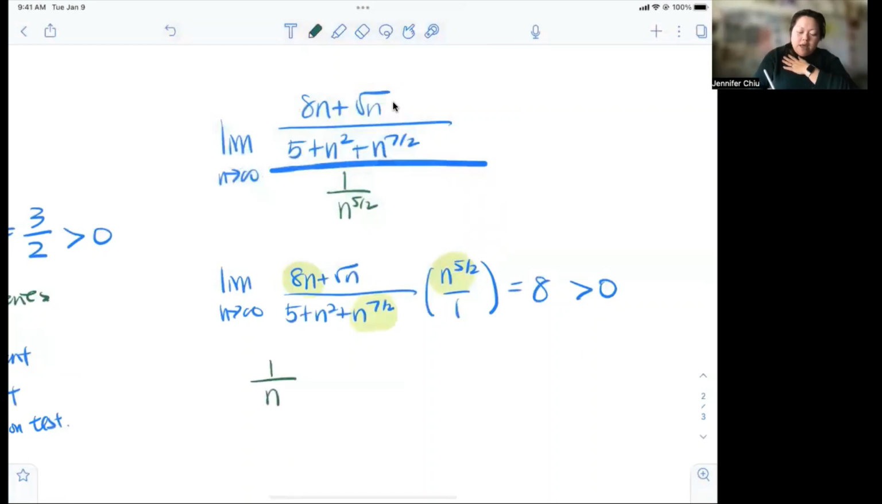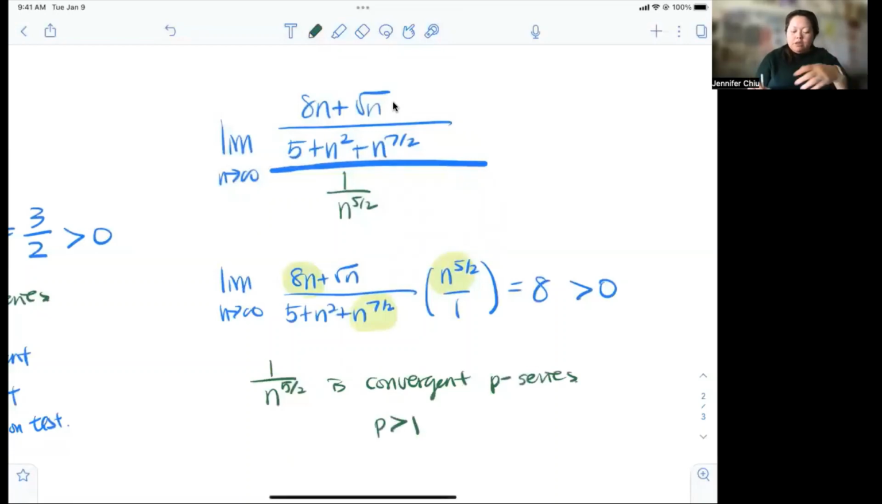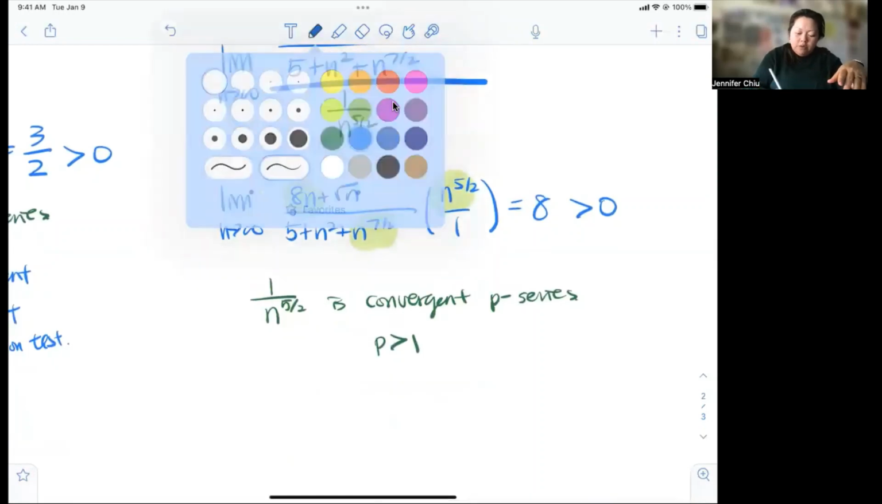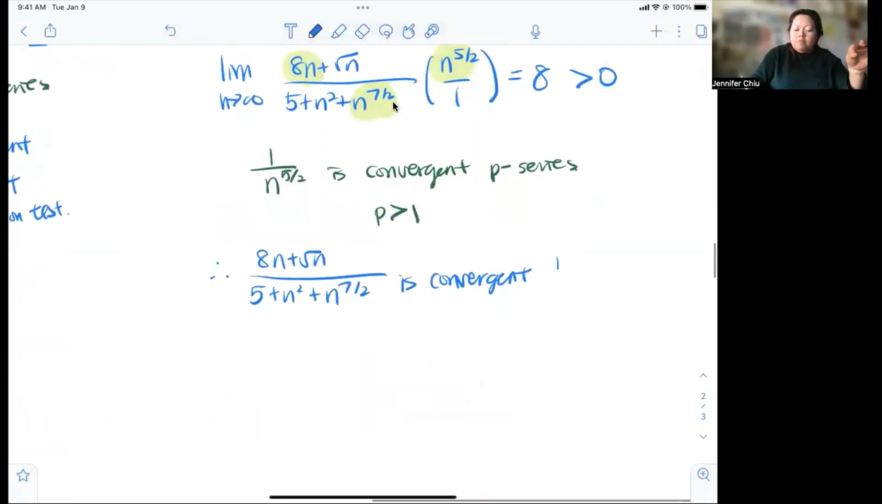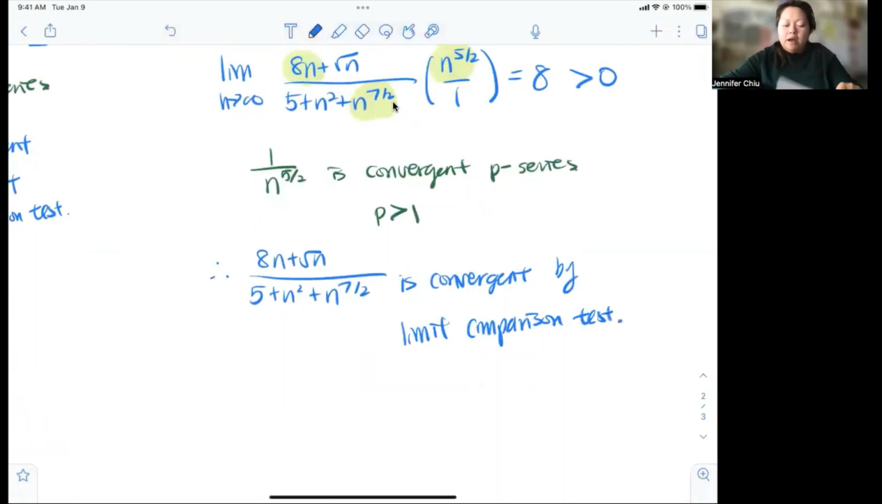So then we look at this. 1 over n to the 5 halves is a convergent p-series because p is greater than 1. Okay, and so now you then can conclude that your original function of 8n plus root n all over 5 plus n squared plus n to the 7 halves is also convergent by the limit comparison test. Okay, all right, that's it for today.